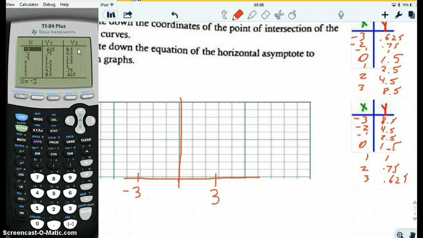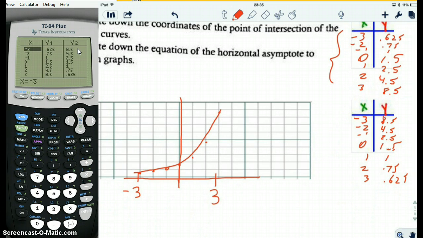So we're going to graph this one first. -3, 0.625 would be around there. -2, 0.75 would be around there. -1, 1, that would be there. 0, 1.5 would be about there. 1, 2.5 would be about there. 2, 4.5 would be about there. And 3, 8.5 would be right there. So that's one of the curves.